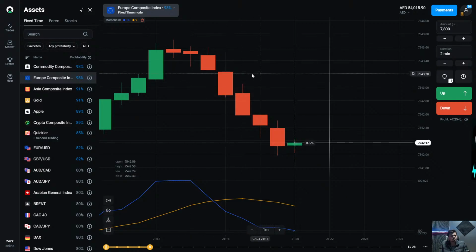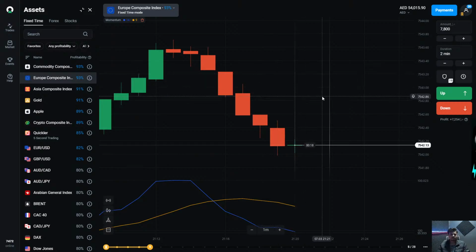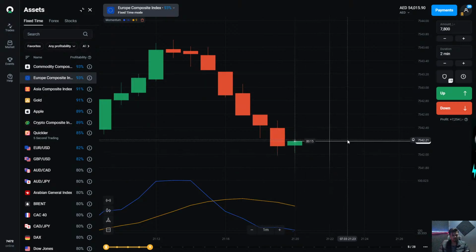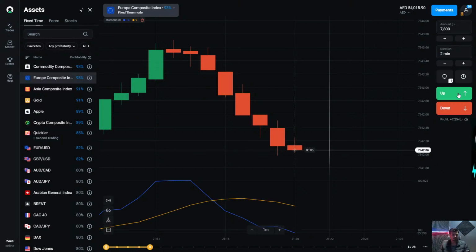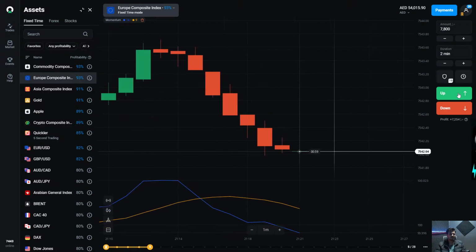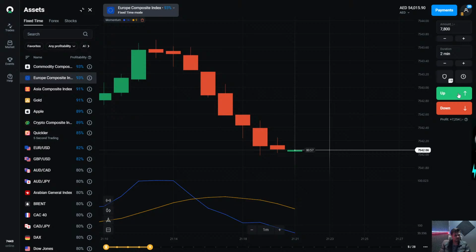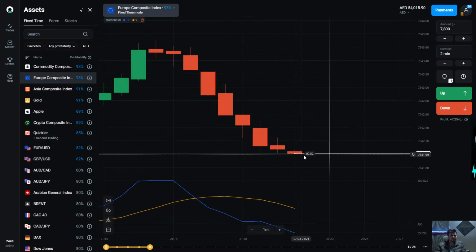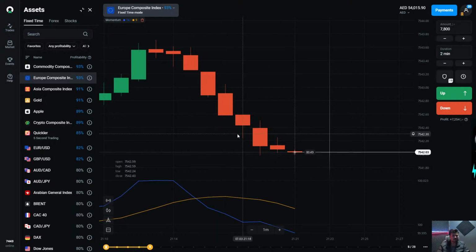1, 2, 3, 4, 5, 6, 7, 8. For the last 8 minutes it has just been moving downward, and here it's trying to come back upward. Here it's still going back downward. It's still moving downward for the last 1 minute, 2, 3, 4, 5, 6, 7, 8 minutes. This is the 9th minute. It's continuously moving downward.